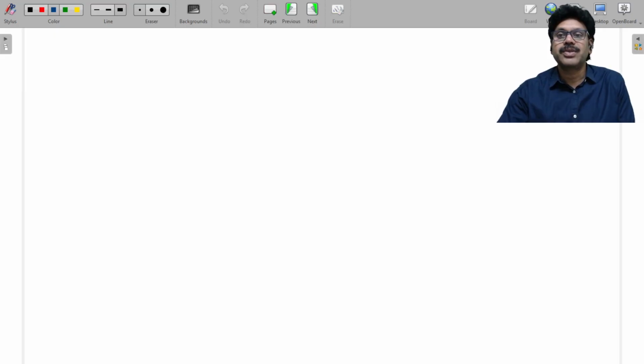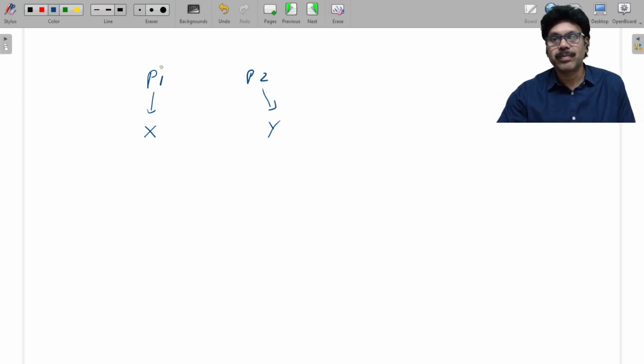Imagine a situation where there are a few processes, P1 and P2. P1 holds a resource named X, and P2 holds a resource named Y. Here a resource may be a file, an address, a memory, anything it can be. There are two kinds of resources we know, hardware resources and software resources.